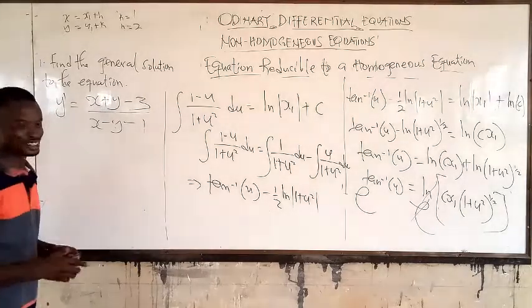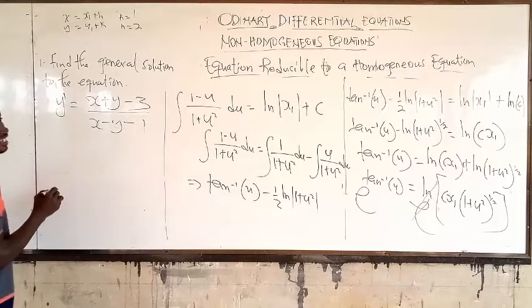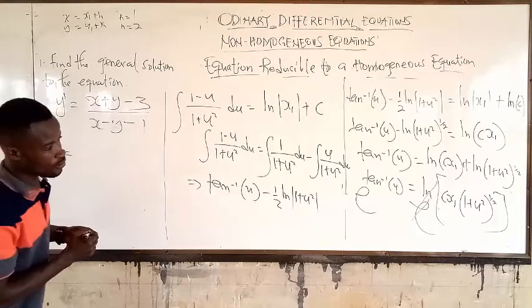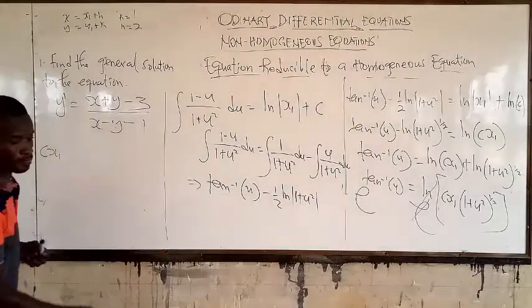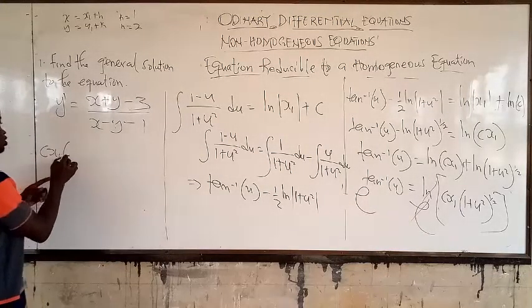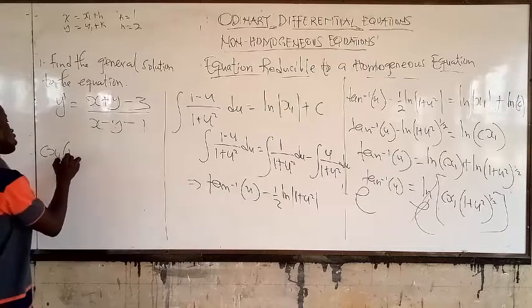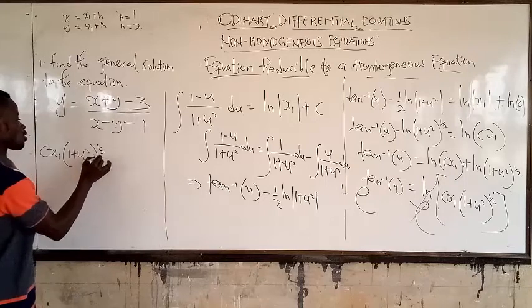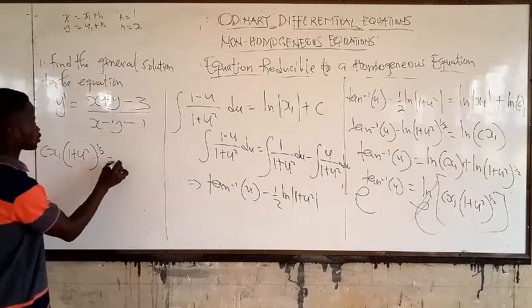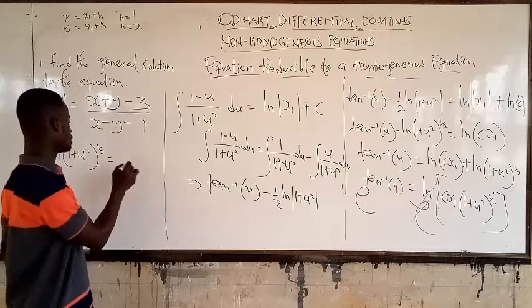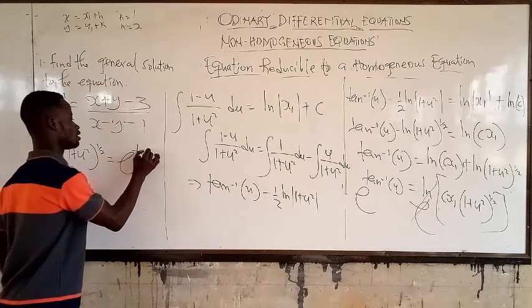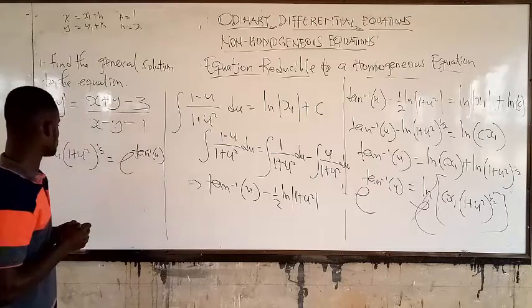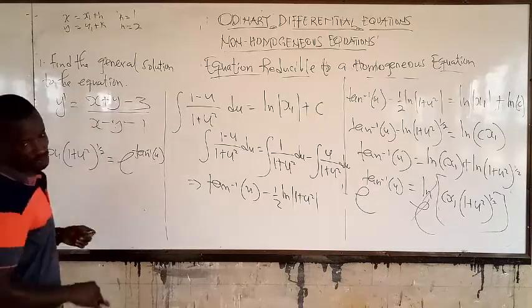So we get, c s1 is equal to, and we have a lot of questions also to solve, (1 plus u squared) to the power half is equal to e raised to the power tan inverse of u. So this is where we have arrived.